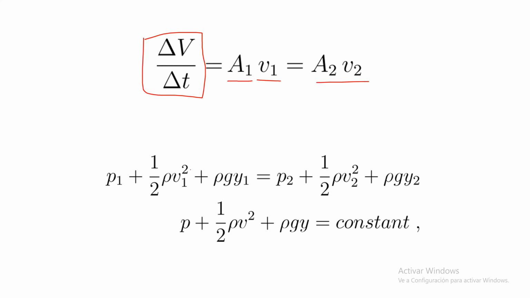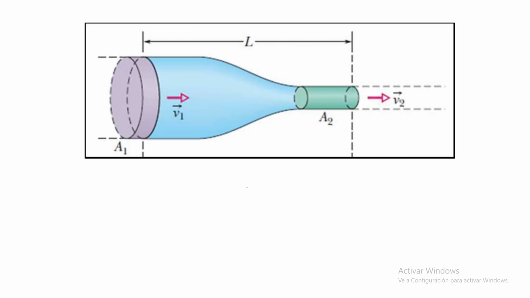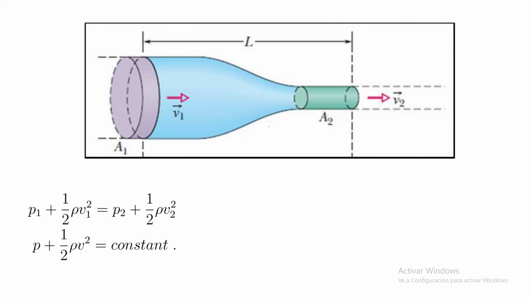And second, the pressure at one point plus half the density times the velocity squared at one point plus the density times the gravitational acceleration times the height at one point is always constant. We have seen these two formulas in previous videos, but today we're going to use them to make a derivation. First, we need a tube that doesn't change its height, so we can eliminate the height term from this formula.